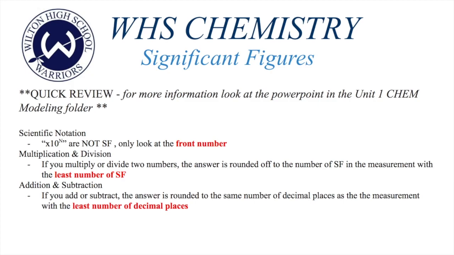So this is different from multiplication and division. For addition and subtraction, you're looking for the least number of decimal places, not the least number of significant figures. So be careful with that. There's a difference between multiplication and division and addition and subtraction. So that is really important.